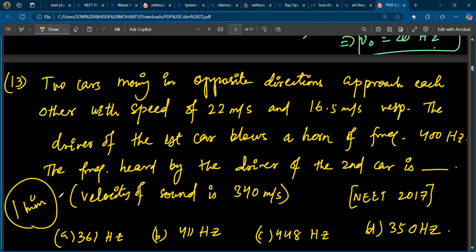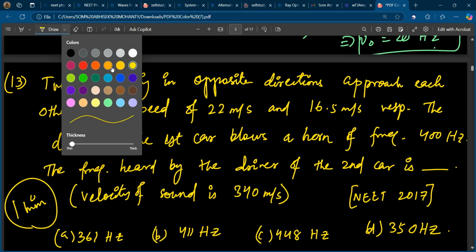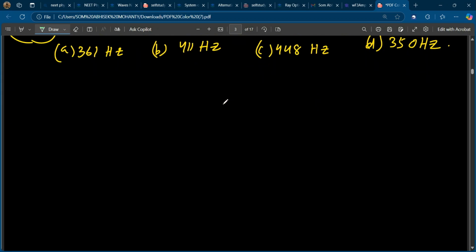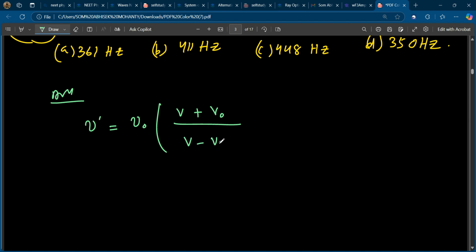Okay, this is a Doppler effect question. What is the formula for the Doppler effect? The frequency formula: nu bar is equal to the original frequency times the velocity of sound v plus the velocity of the observer, divided by v minus the velocity of the source, right?